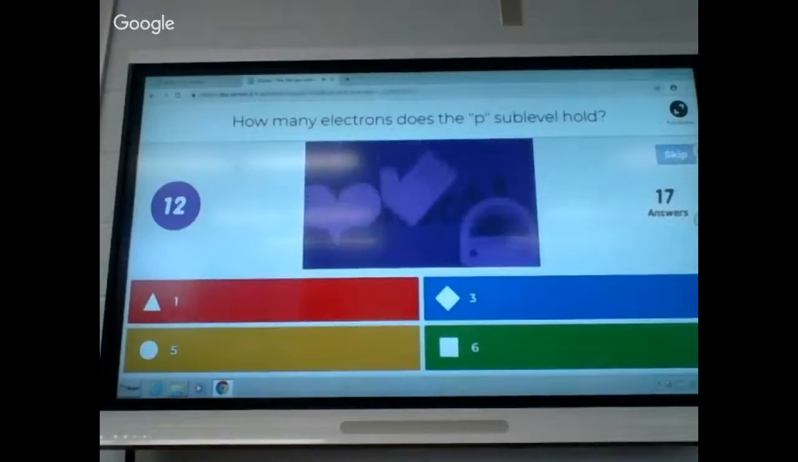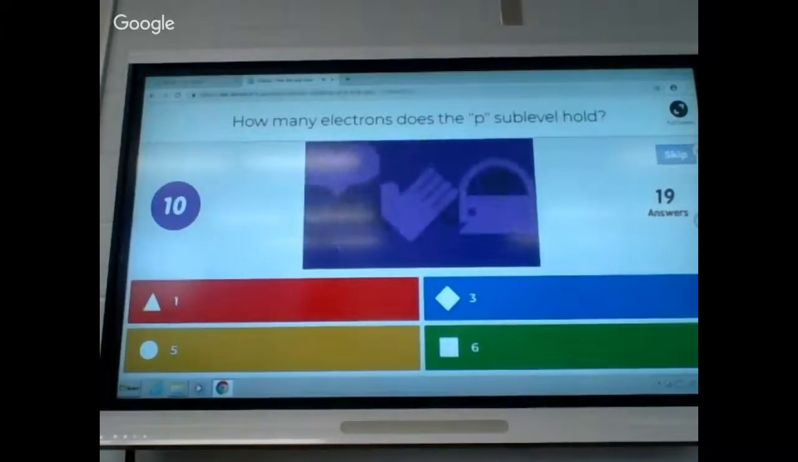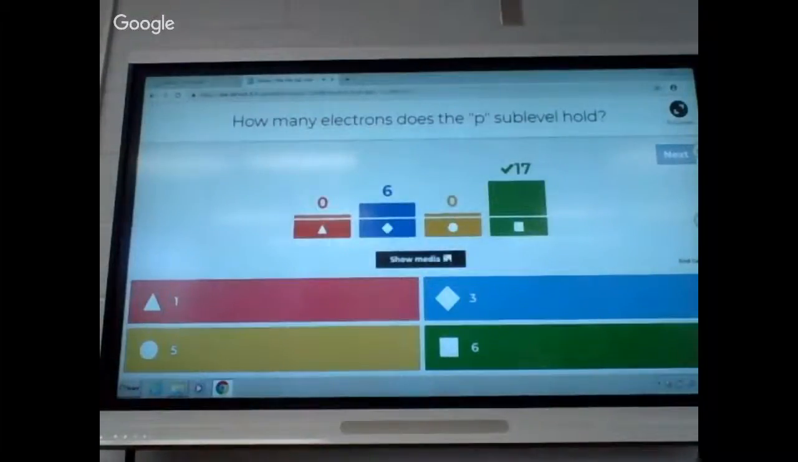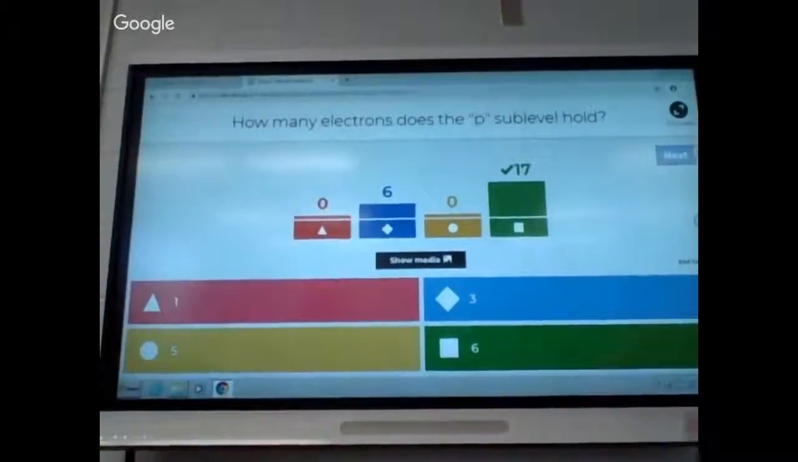How many electrons do... Are you serious? Not 3? Okay. It's 6. The pictures are 3, and each picture holds how many? 2.